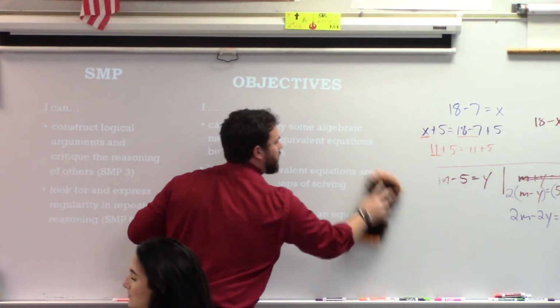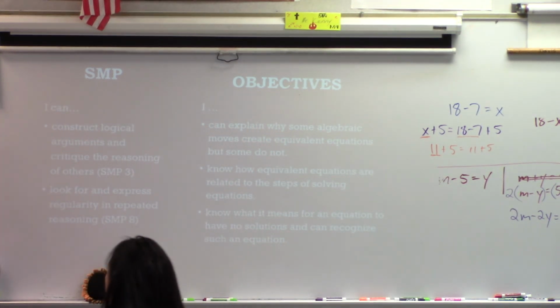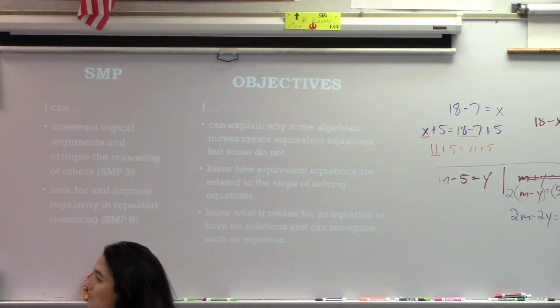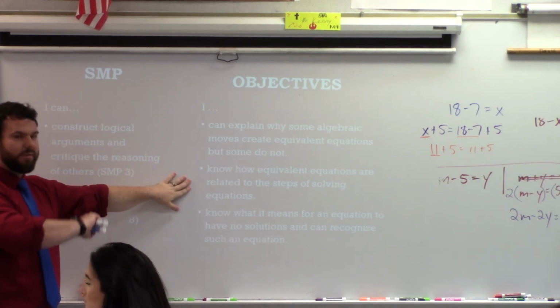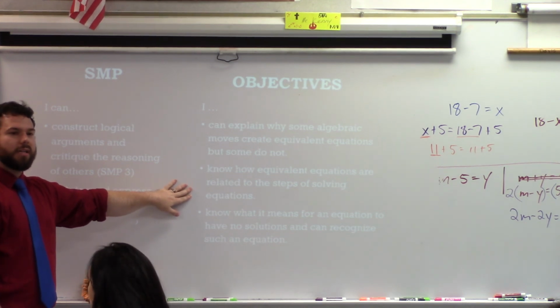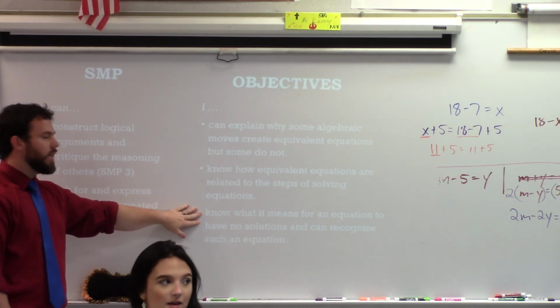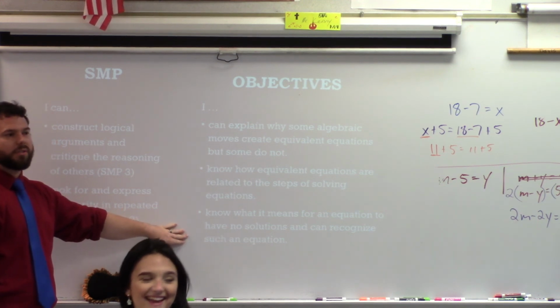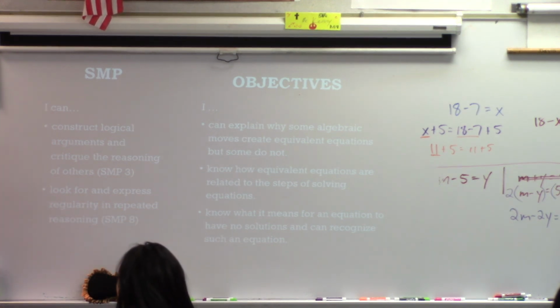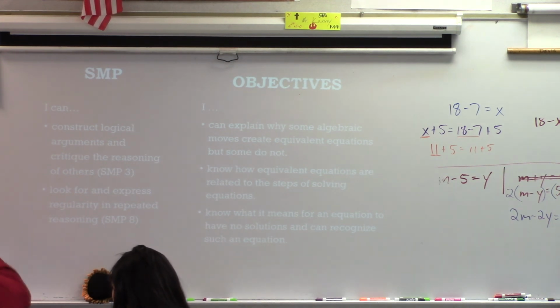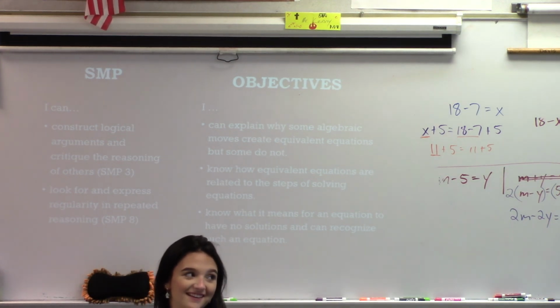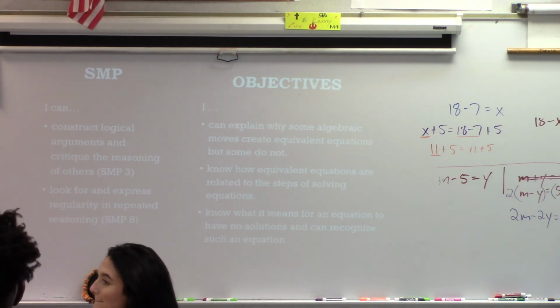Maven, can you read our second objective for us? We want to know how equivalent equations are related to the steps of solving equations. And someone who hasn't talked as much today, Key, can you get that last objective for us? Miss Kim, now you know I can't see. Or you just can't read. No, I can't see. I got my glasses on. All right. If you can't see it easily from there, Emily, can you read it for us? I know what it means for an equation to have no solutions and can write such an equation.